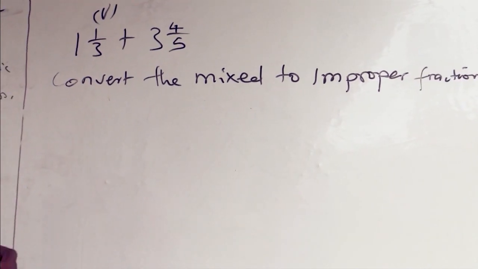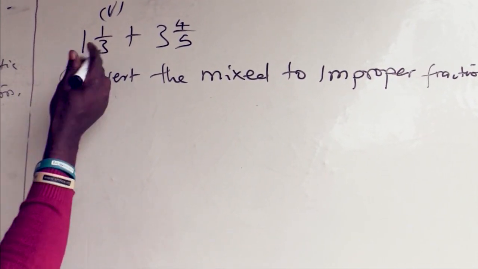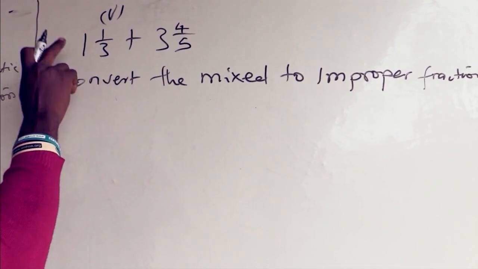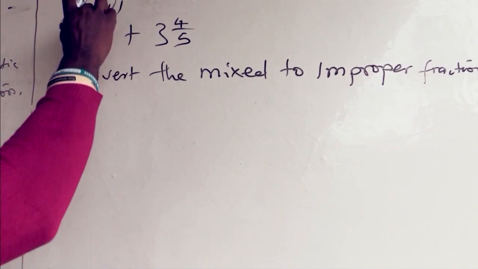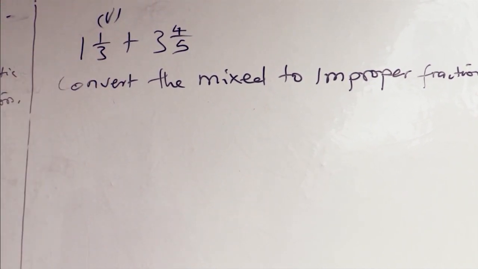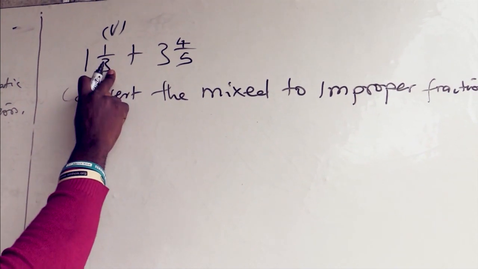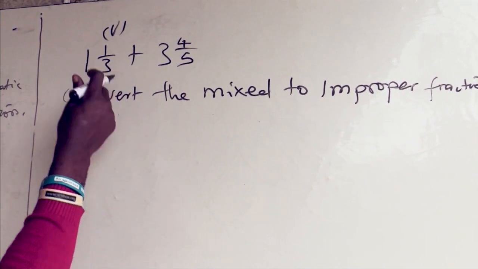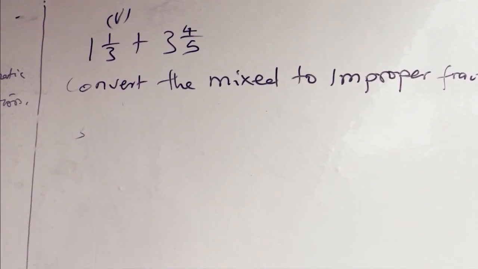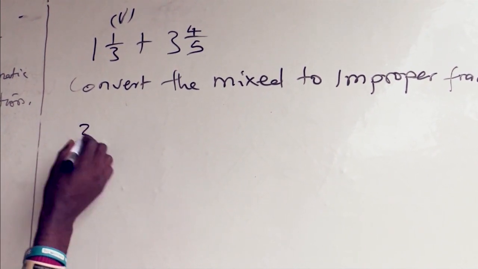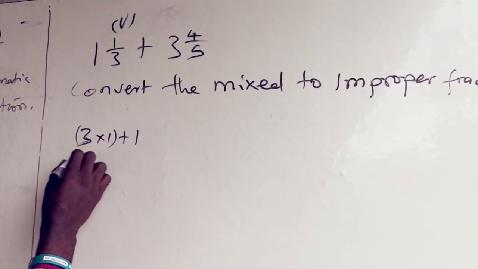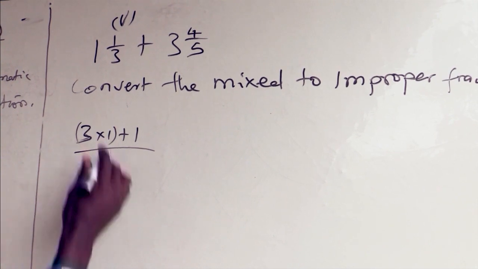Good. How do we do that? Multiply the denominator with the whole number and add the numerator. Then your final answer becomes your new numerator, whereas the 3 still remains as your denominator. What we mean here is, it becomes 3 multiplied by 1 plus 1 all over your denominator, which is 3.